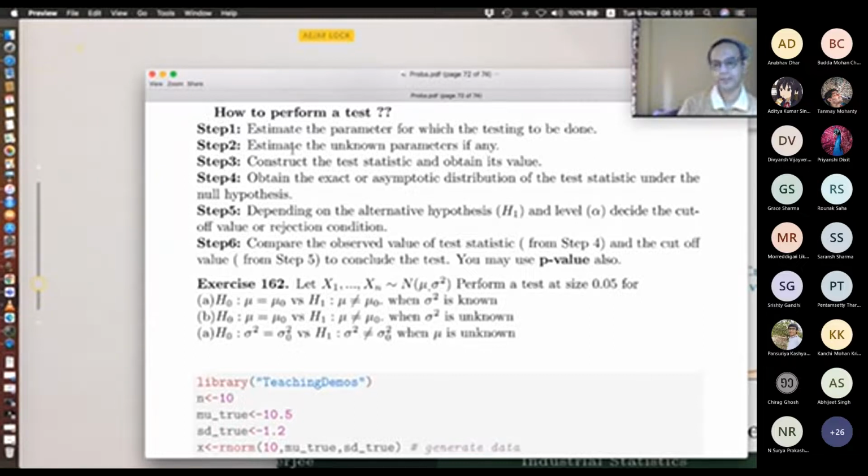Depending on the alternative hypothesis and level alpha, decide the cutoff value or the rejection condition, and then compare the observed value of the test statistic as obtained in step 4 and the cutoff value from step 5 and conclude for the test. So this is a very simple few steps. Let us do a testing and you will be able to understand what we are trying to do.